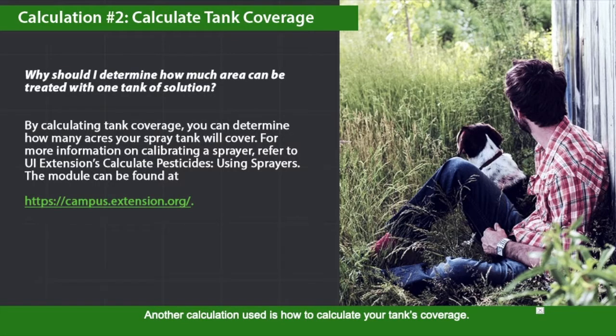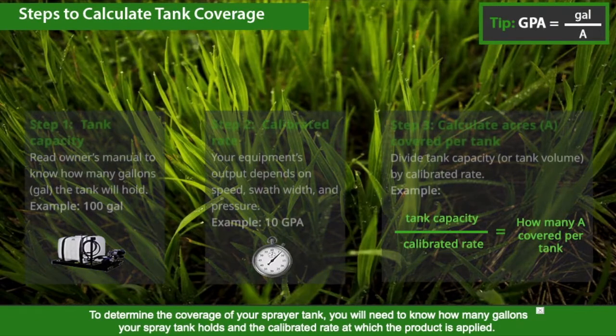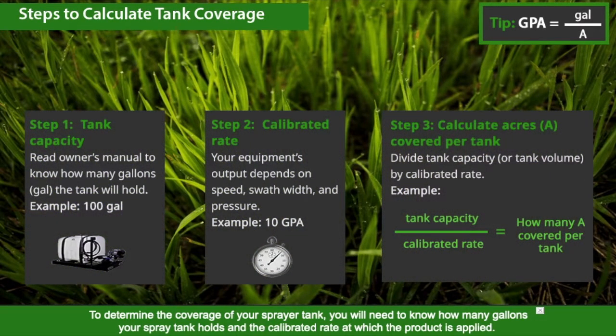Another calculation used is how to calculate your tank's coverage. You will use this calculation to determine how much area can be treated with one tank of solution. To determine the coverage of your sprayer tank, you will need to know how many gallons your spray tank holds and the calibrated rate at which the product is applied.